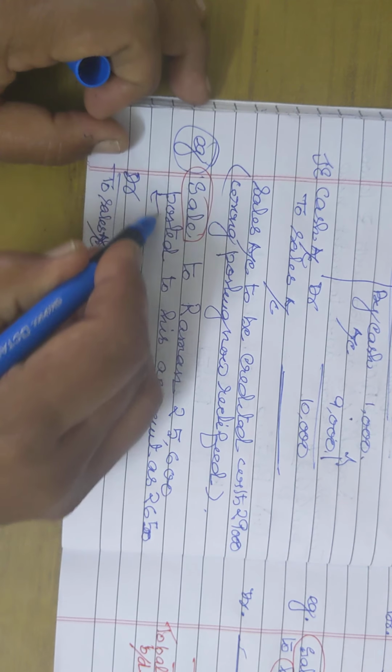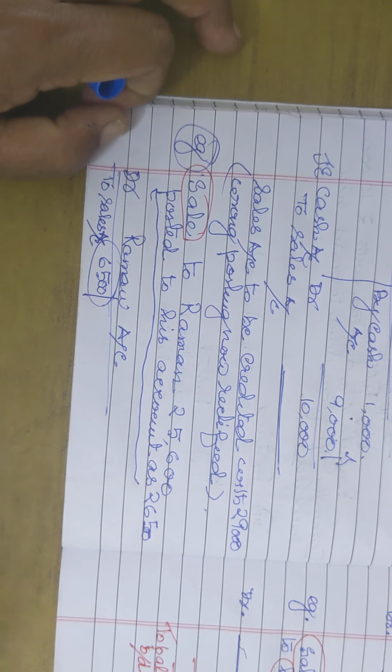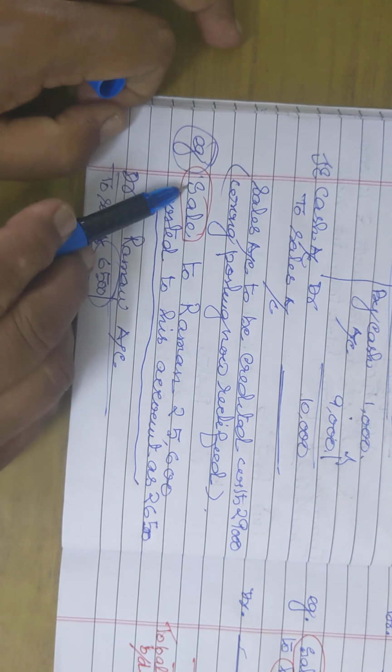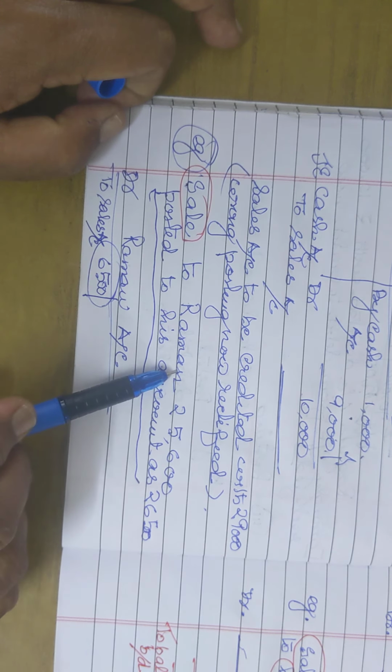Now next example is sale to Raman, rupees 5,600, posted to his account as 6,500. Again, posted to his account as. Okay, here again the side has got no problem, only the amount has been changed. Sales is recorded in a sales subsidiary book, only the Raman account has got affected.